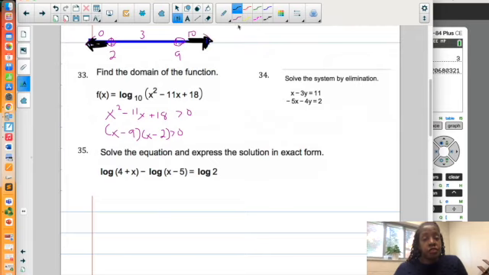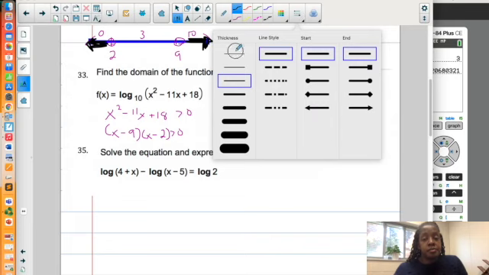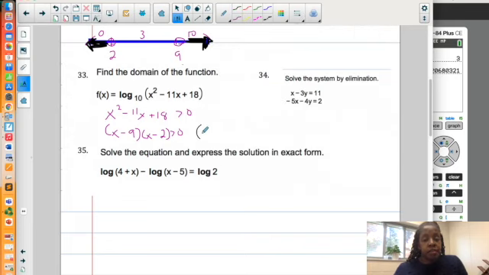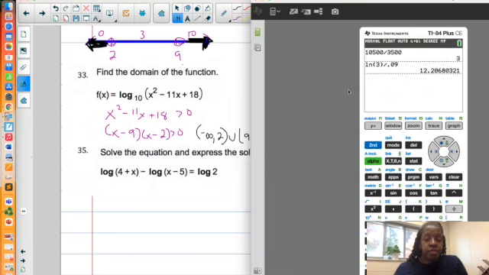So the domain of this function would be, according to this number line, from negative infinity to 2, parenthesis, union from 9 to positive infinity. But let's check it out with the graph. Let's make sure.